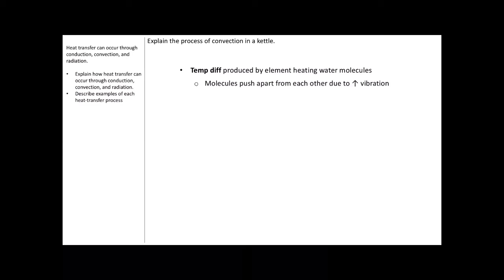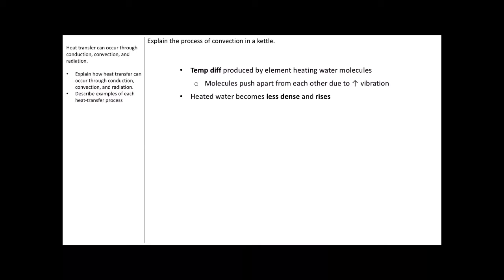As an example, you might need to explain the process of convection in a kettle. How you would write this in your notes is you'd first say that the temperature difference is produced by an element heating water molecules. The element in the base of the kettle heats the water molecules around it first. These molecules will push apart from each other due to their increased vibration.